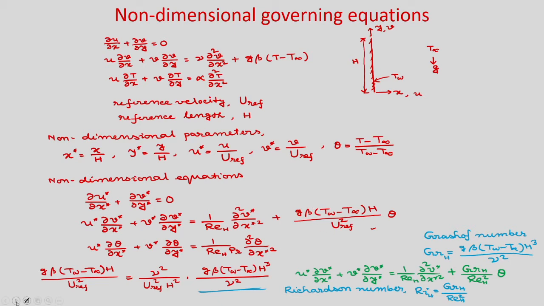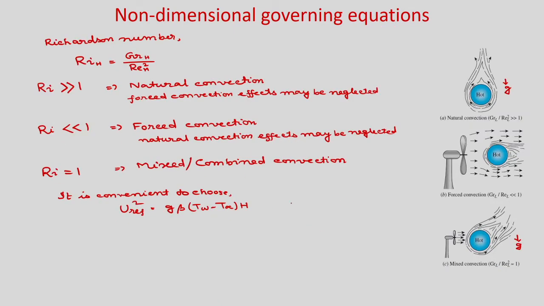Okay. If it becomes 1, then obviously Richardson number will become 1, and for this case you can see your Reynolds number square will be Grashof number, right. That we have already defined, because this is your ratio, Richardson number, Grashof number by Reynolds number square, and Reynolds number will be just root Grashof number h.